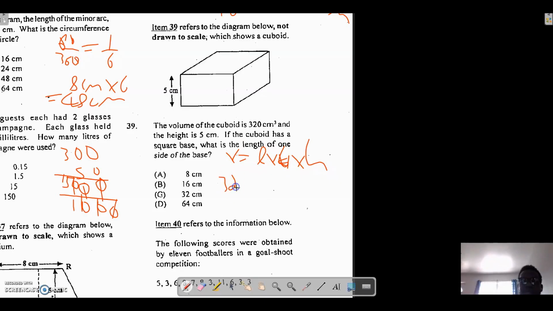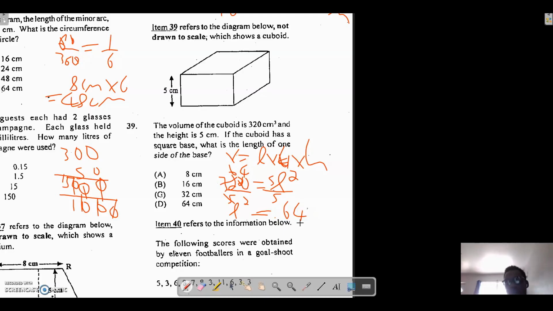So this is 320. We're told that the height is 5, but we're also told that it has a square base, so it's just going to be length times length. So you're going to have L squared. Alright, dividing both sides by 5, I'm going to have length squared is equal to, so it's a 5 into 32 is 6, 5 times 6 is 30, leaves 2 as the remainder. 5 into 20 is 4. So we have 64 equal L squared.